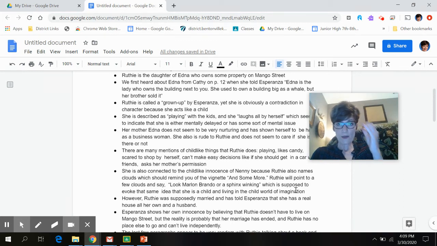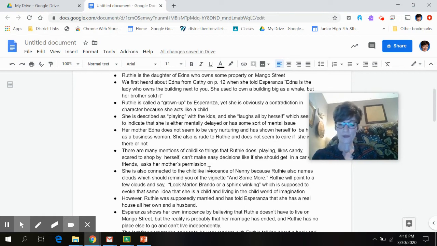So there are many other mentions of childlike things in this vignette. It seems almost like Esperanza is the adult and Ruthie is the kid, and that Esperanza has to take care of her when they play. For example, Esperanza goes and gets her candy because Ruthie won't go in the store. And so we have a role reversal here in this vignette, that Ruthie's more childlike than the kids. So there are lots of references to childlike innocence: Ruthie plays, likes candy, she's scared to go shopping by herself, she can't make decisions, like if she should get in the car and go play bingo or not. She has to ask her mother's permission, but she's an adult, and yet she's saying, should I go, Ma? Should I go? Again, all those things seem very incongruent with her chronological age.